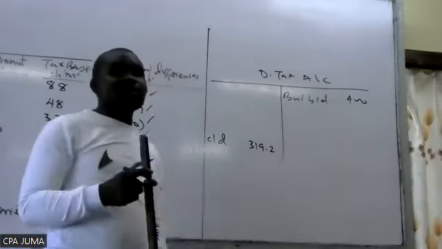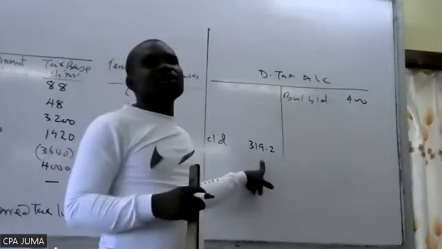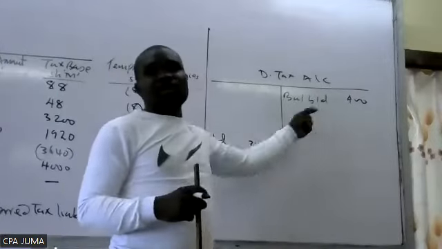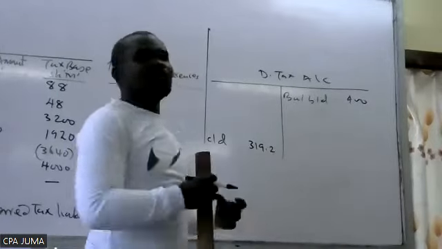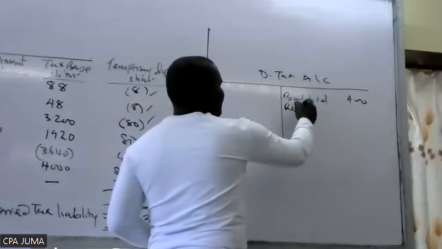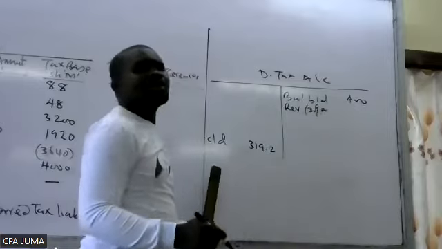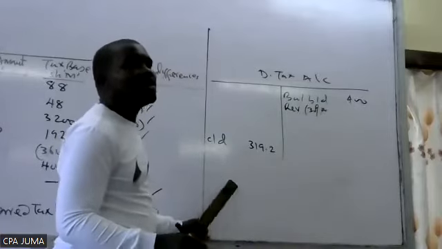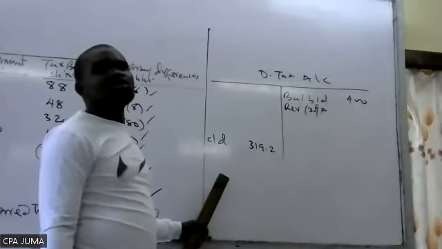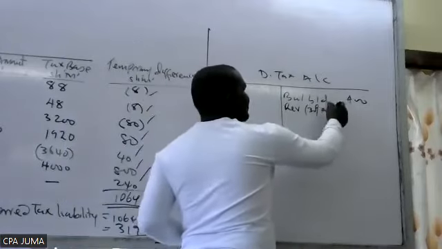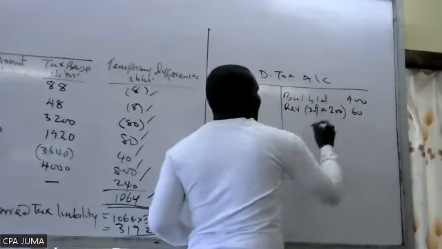319.2. But 319.3 has others that are brought by the revaluation. So credit to remove the revaluation. So revaluation 30%. What was the revaluation in that note? Still a PPA. 200. So what is 30% of 200? 60.